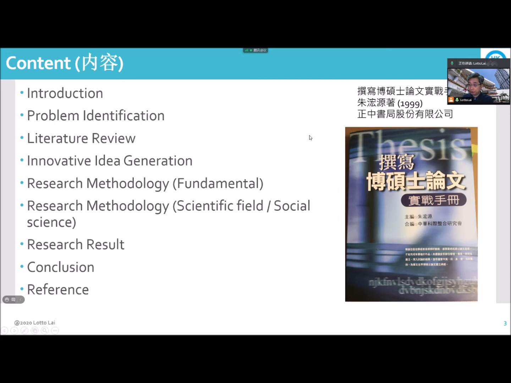I'll use Professor Ch2's book, a practical handbook for writing master and doctorate theses. When I was studying a long time ago, I found this book's structure very good, so I will follow this structure to introduce the topic. Chapter 2 is about how to identify your problem, so it's called problem identification.